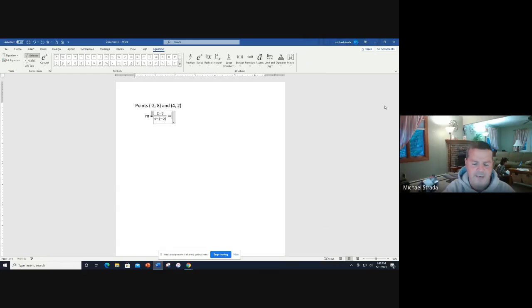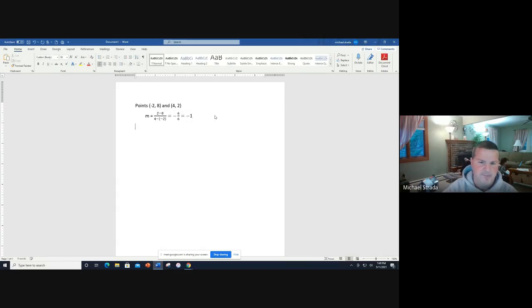When I do 2 minus 8, I get -6. When I do 4 minus -2, remember, the signs turn it into 4 plus 2, which is 6, and I get a slope of -1. Again, if you had gone the other way, you'd get the same result.